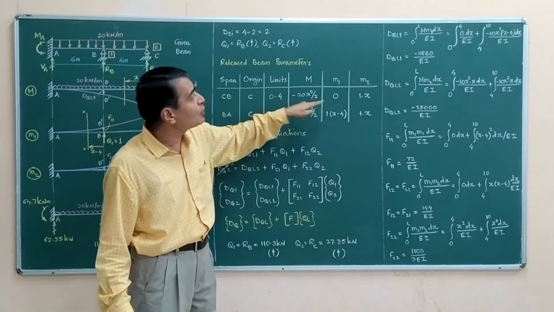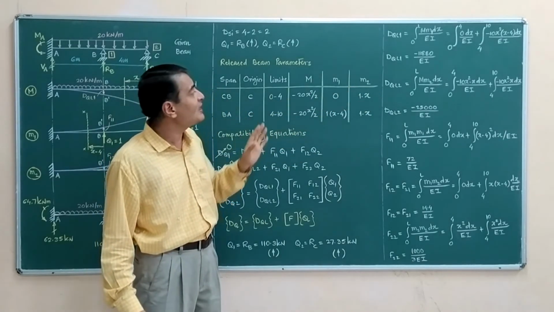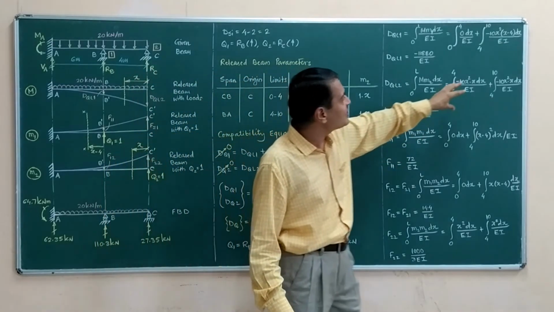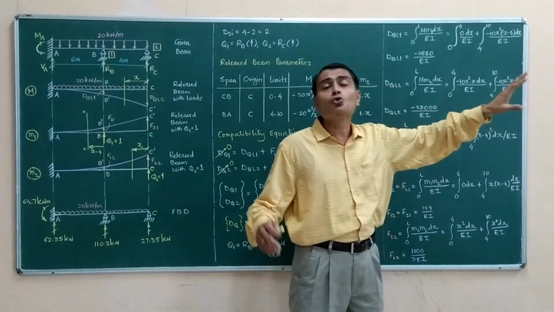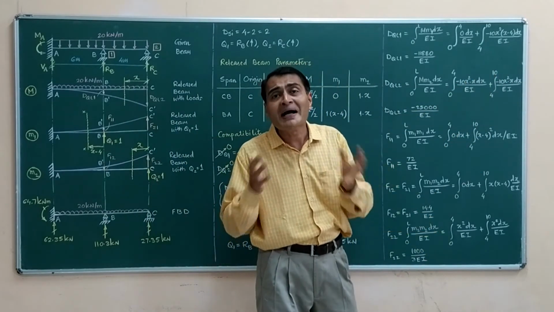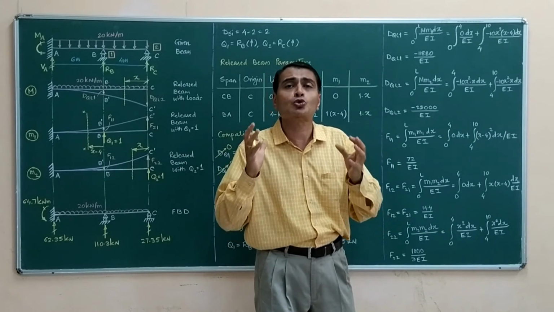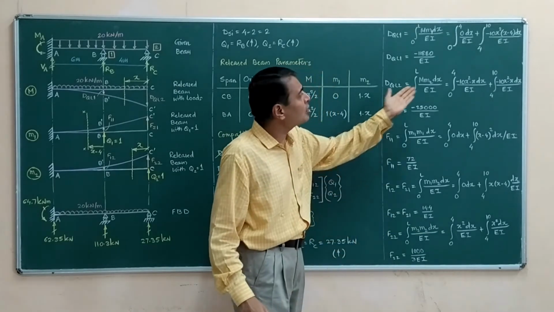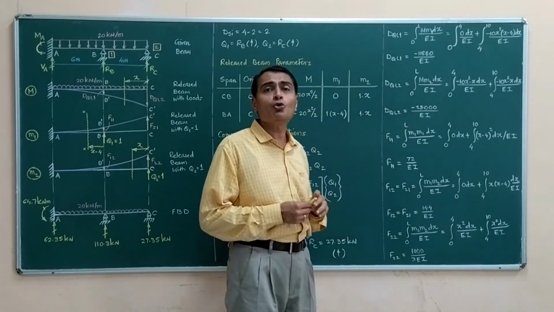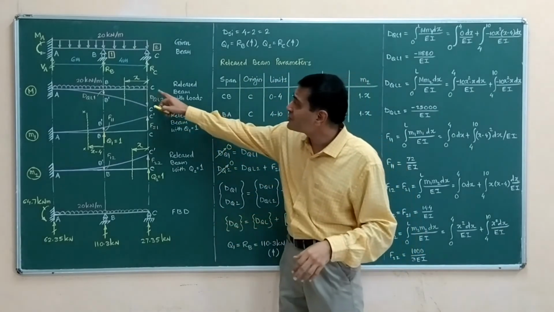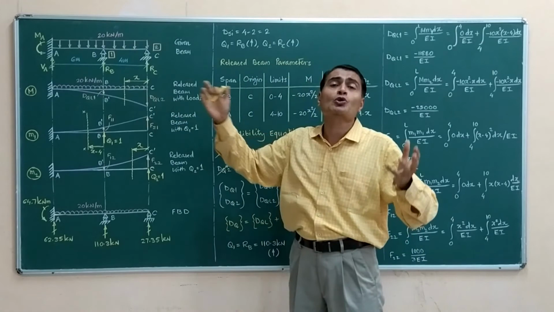Minus 20 by 2 converted as minus 10 x square into x. Actually, since these integrands are same, you could directly have combined them in one integration saying 0 to 10. That was also possible. And then you solve this, you are getting negative 25,000 over EI. Again downwards as expected, as already known to us.